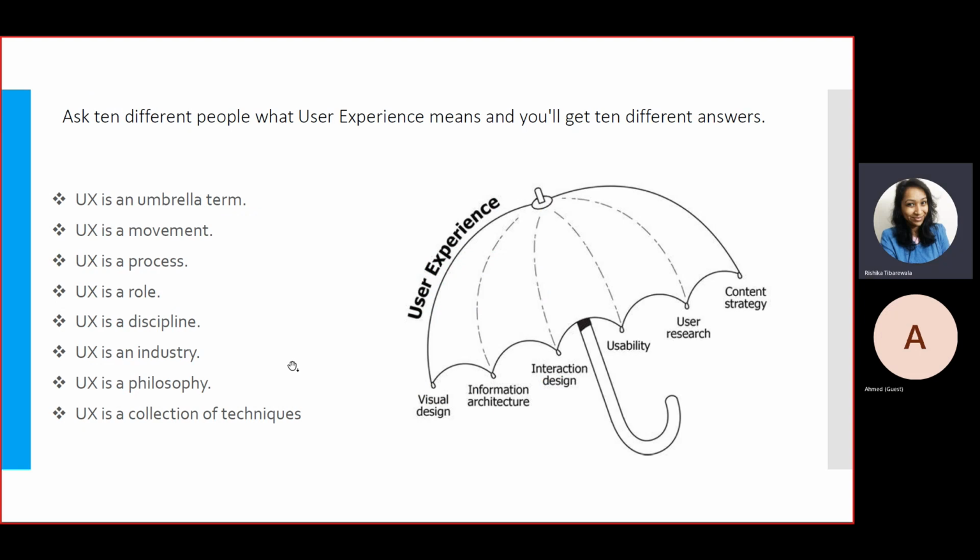Now, user experience can mean different things to different people. If you ask people what is user experience, everyone is going to answer differently. Some will say it's an umbrella term which covers all the parts of designing. Some will say it's a movement, some will say it's a process. Basically, user experience covers visual design, information architecture, interaction design, usability, user research, and content strategy. Many more things fall under user experience, just like your UI is the visual design, basically. So we will be learning about those terms, the aspects of user experience as well.